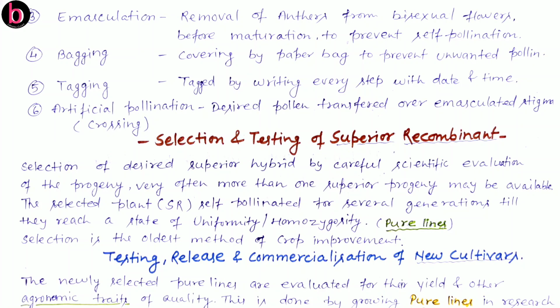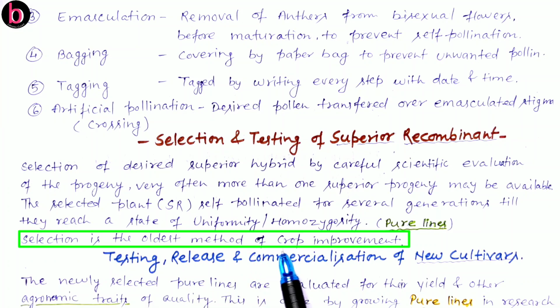Again, a pure line is the progeny of a single homozygous self-pollinated plant. By continuous selfing, there will be accumulation of the same type of characteristics generation by generation. This is known as a pure line. So selection is the oldest method of crop improvement. This point is very important, there may be a direct question: which is the oldest method of crop improvement? This is selection.